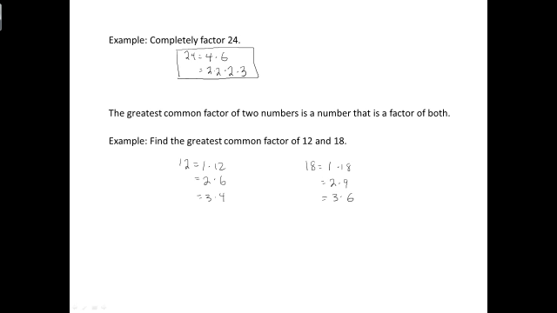So all the factors of 12 are 1, 2, 3, 4, 6, and 12, and all the factors of 18 are 1, 2, 3, 6, 9, and 18. By comparing both lists, we see that the number 6 appears in both lists, and it is the largest number to appear in both lists. The GCF, the greatest common factor, of 12 and 18 is 6.